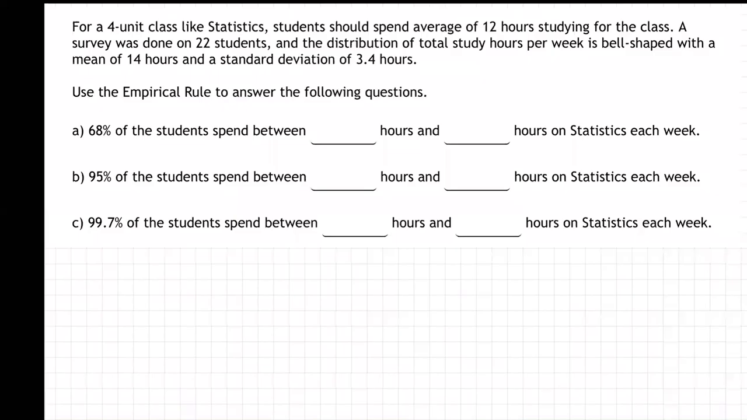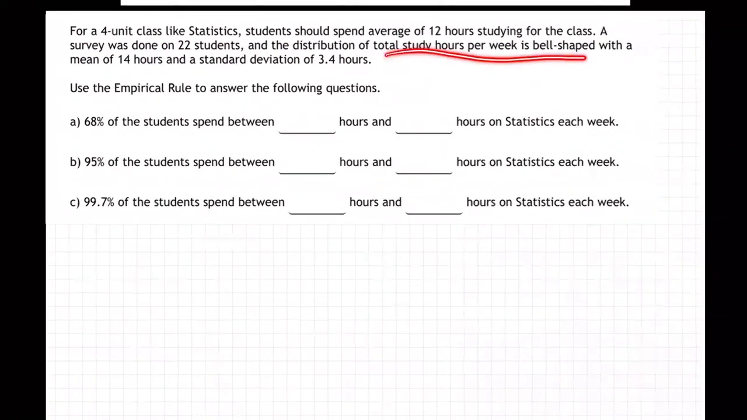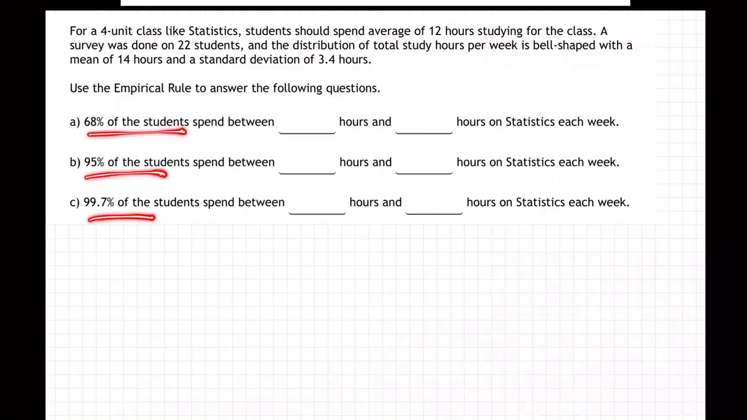Okay, on this problem, they're saying for a 4-unit class like statistics, students should spend an average of 12 hours studying. A survey was done on 22 students. The distribution of total hours studied per week is bell-shaped, with a mean of 14 and a standard deviation of 3.4. Use the empirical rule to answer the following: 68%, 95%, 99.7%. What do they mean, empirical rule?